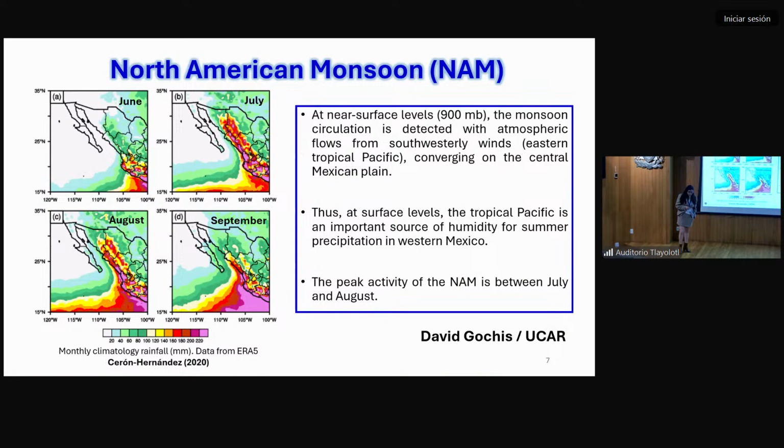And the North American monsoon is very active during July and August. Of course, this kind of phenomenon occurs from June to September, but the peak activity you can find in July and August. So the North American monsoon is the key word for this workshop. This North American monsoon depends on the moisture provided by the Pacific, of course, at near-surface levels. And at these levels, the tropical Pacific is the important source of humidity.